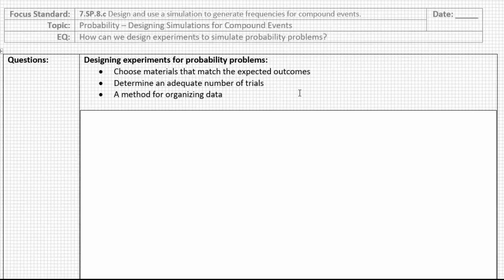So let's just take a look at one question, and then we're going to see how many different ways we could simulate that experiment. Because sometimes we don't have all the necessary supplies, so we want to generate a lot of different ideas.